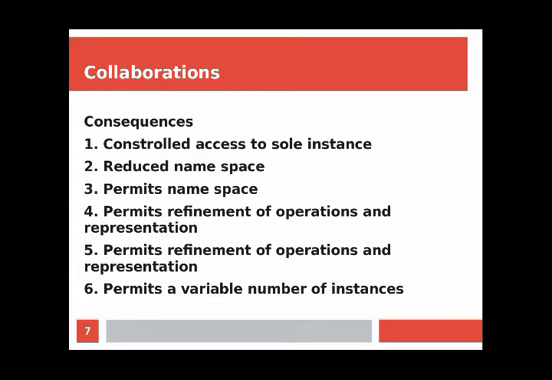Then next are the collaborations. Client access a singleton instance solely through singleton's instance operation, and here we will see the points. First, control access to sole instance. Because the singleton class encapsulates its sole instance, it can have strict control over how and when clients access it. Second point is reduce namespace. The singleton pattern is an improvement over global variables. It avoids polluting the namespace with global variables that store the sole instance.